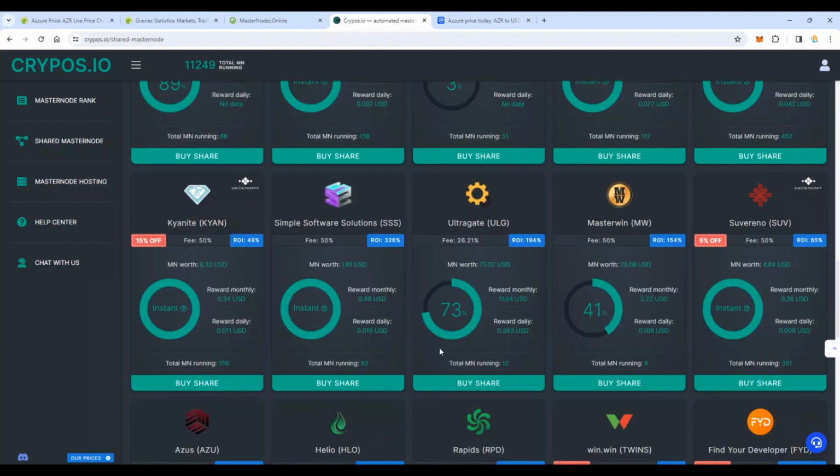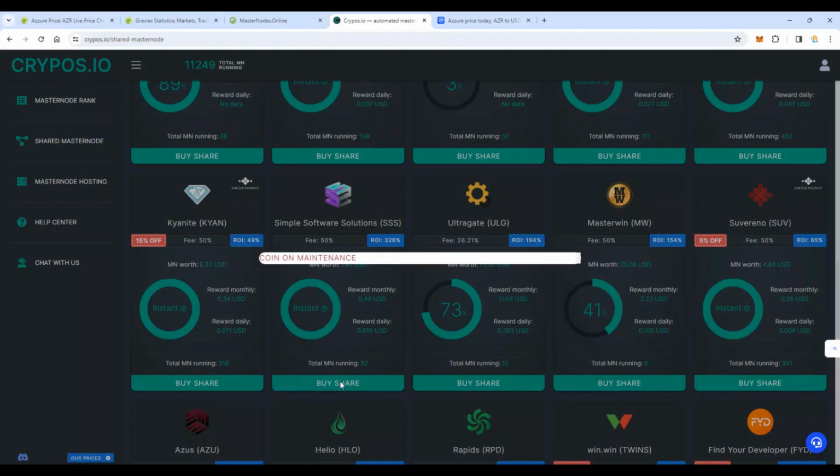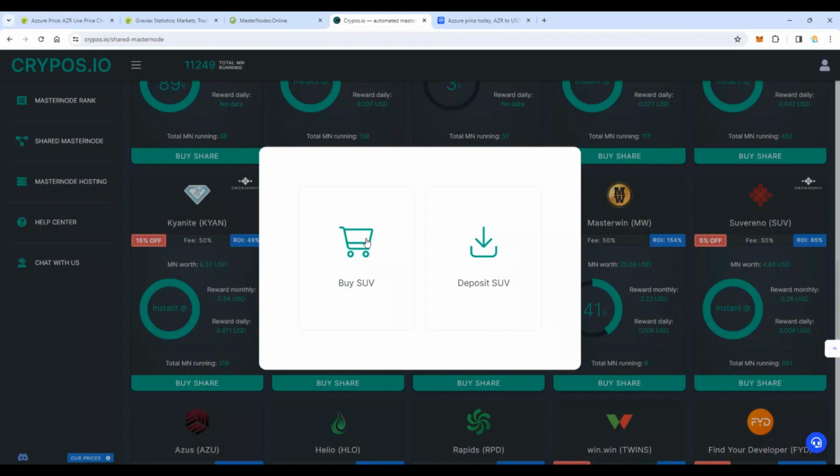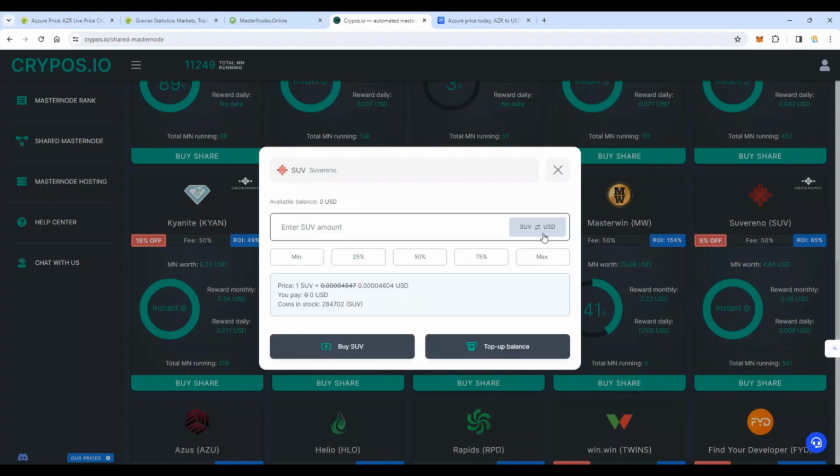Let me see. Buy share, coin on maintenance. Okay. Let me see. Soberano. So buy SUV. Let's see. Max. So max is $1. I can only buy worth $1, and the minimum worth is 4.